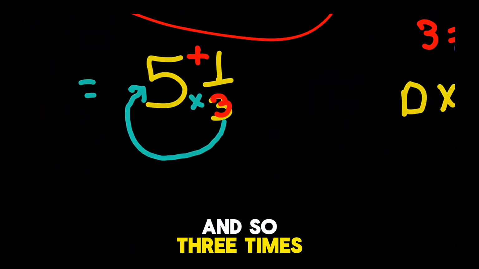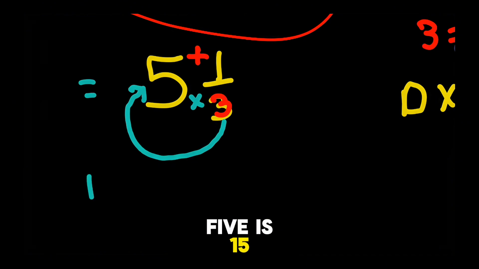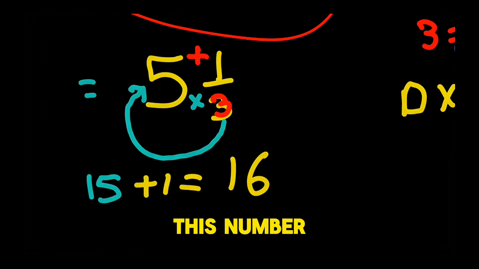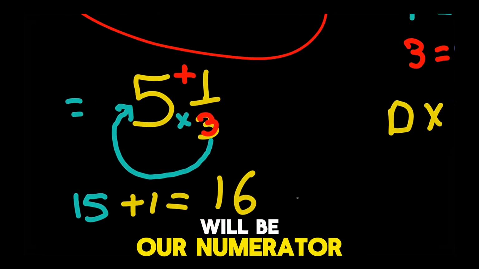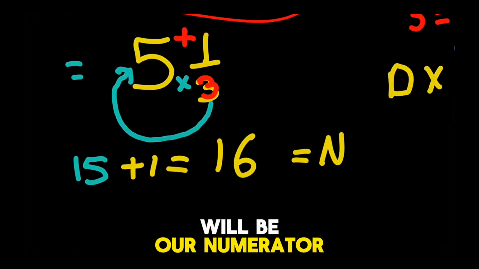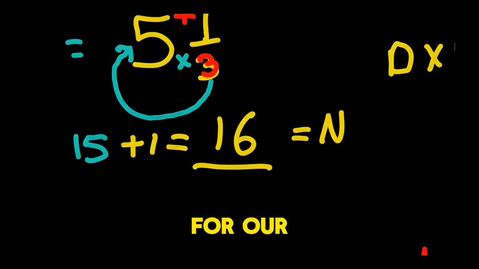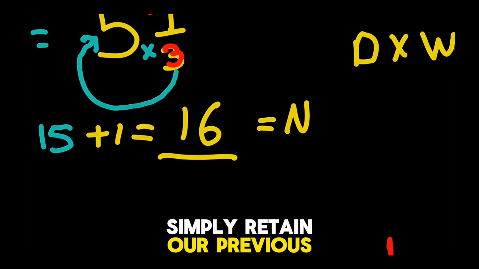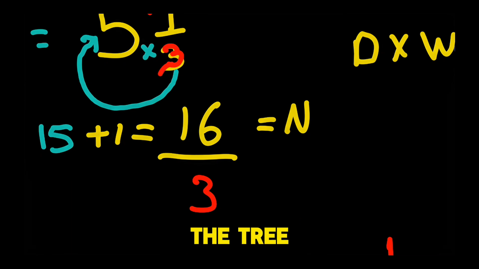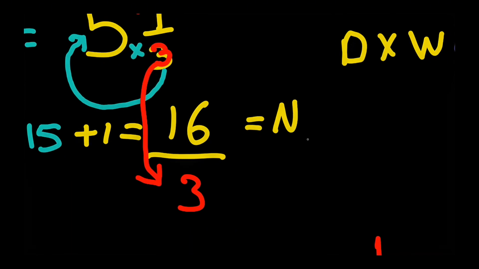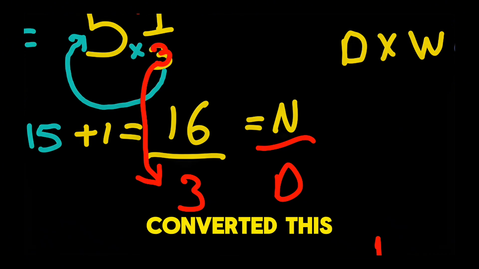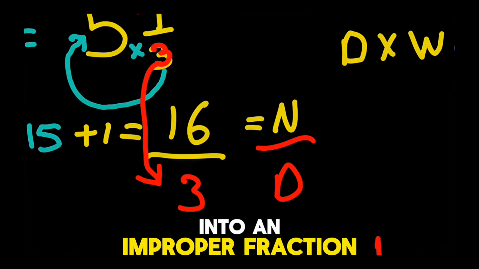And so 3 times 5 is 15. 15 plus 1, that's 16. This number here, 16, will be our numerator. For our denominator, we simply retain our previous denominator, so simply put back the 3. And with that, we would have successfully converted this mixed fraction into an improper fraction.